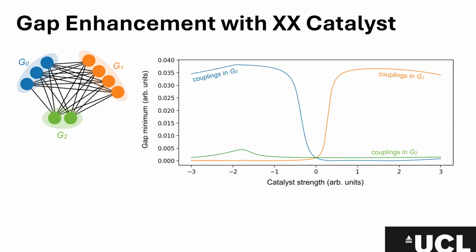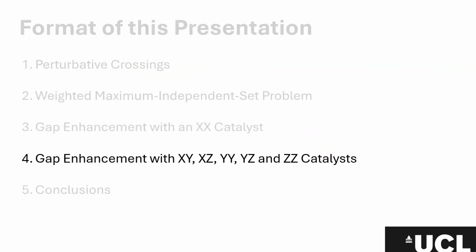And just for completeness, if we put the couplings in the second excited state, which does not take part in this perturbative crossing, then approximately nothing happens. So far so good. We can enhance the gap quite significantly by putting an appropriately located and appropriately signed XX catalyst into our graph. Okay, so now some more recent work that Natasha has done, where we ask the question, what happens if we change the flavor of the catalyst? You can pick any 2 of these letters, any 2 of these Paulis, and they will give you different effects, as we'll see.